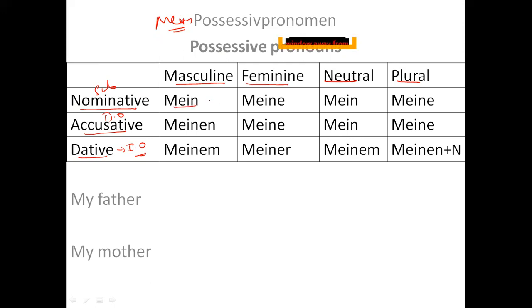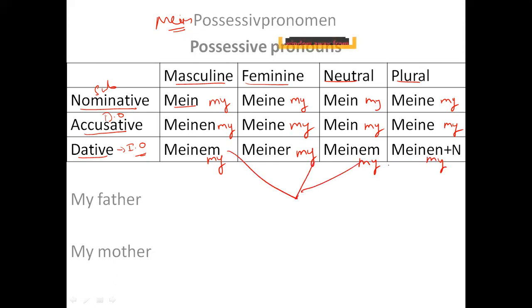In mein, which means my, mein means my, meine means my, mein means my, meine, my. Meinen means my, meiner means my, meinem means my, and meinen plus n means my. So all the words in this table give you the same meaning. The meaning is my. But what is the difference?